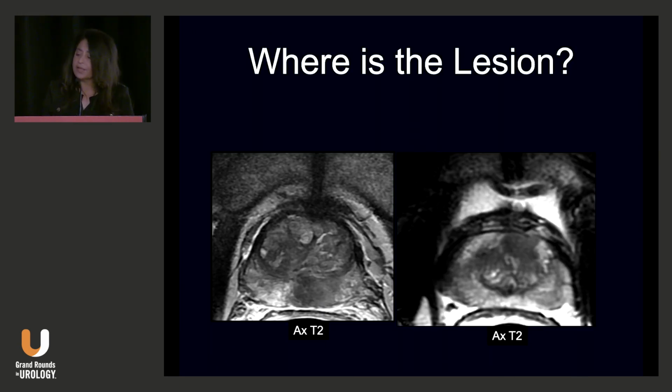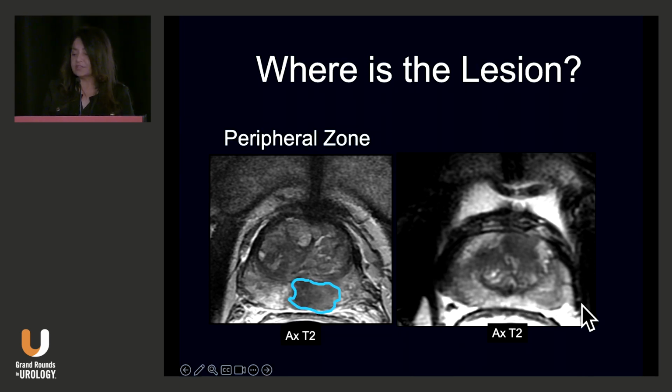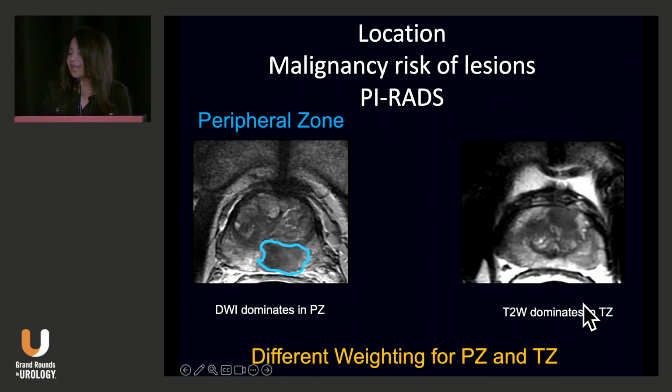So I'm just going to quickly skim over that here because of timing. Here's an example. Where's the lesion here, right? There are two different patients, axial T2 weighted images. The lesion here is in the peripheral zone, and the lesion here is in the peripheral zone too. Diffusion dominates, because when we're looking at PI-RADS, we're going to see which sequence is going to dominate, and I'll go over how we use that.